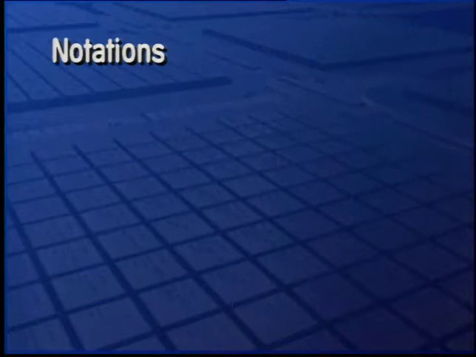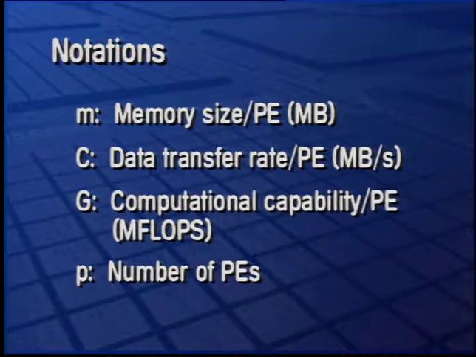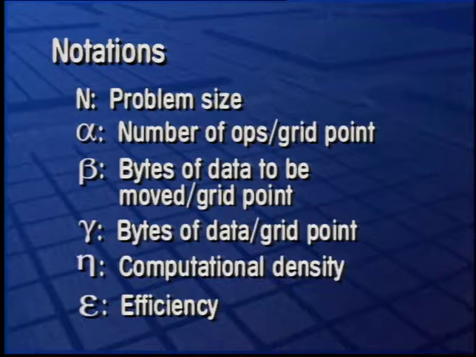Here's a list of notations to be used. The first group is architectural parameters, such as memory size per processor in megabytes, data transfer rate per processor in megabytes per second, the computational capability per processor in megaflops, and the number of processors in the system. The second group is problem or application-dependent parameters, such as the dimension of the grid space N, the number of operations per grid point alpha, the number of bytes of data to be transferred across the boundary between the processors, beta, or the memory requirement for each grid point, gamma.